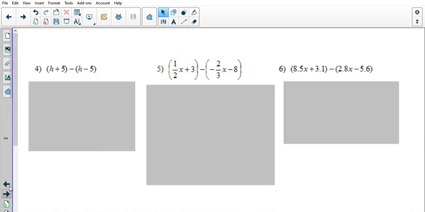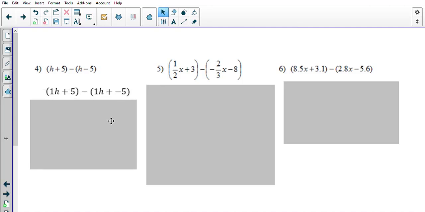Number 4, start off by adding the opposite inside that second set of parentheses. I also put a coefficient of 1 in front of both of the h's. So h minus 5 became 1h plus negative 5.